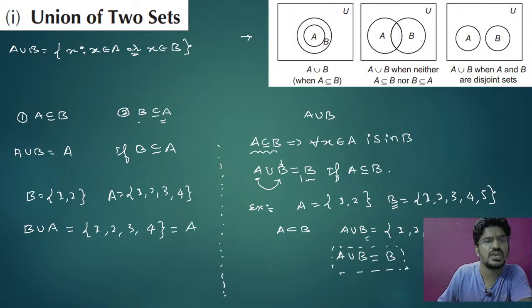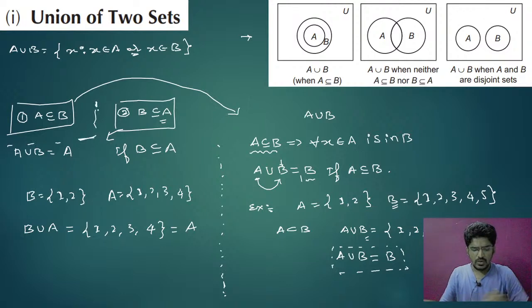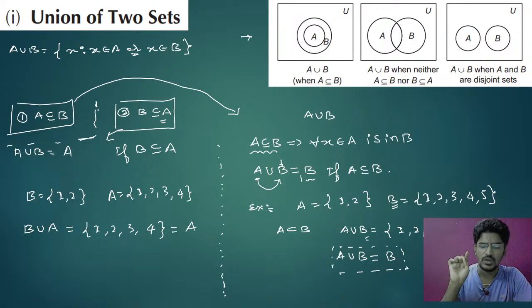Why? Because here B is a subset of A. Clear? So this I have explained here. Okay. So now I think everyone has understood this. If A is a subset of B, A union B is going to be equal to B. If B is a subset of A, A union B is going to be equal to A.